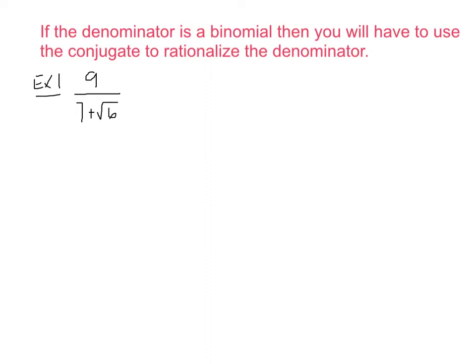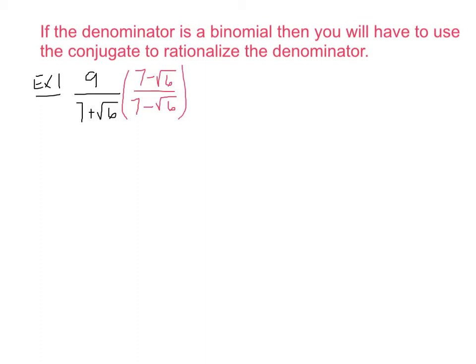For this problem, because you cannot have a radical in the denominator, and the denominator is a binomial, you're going to have to multiply the top and the bottom by the conjugate. The conjugate is exactly like the denominator, but with a different sign in between. So for 7 plus radical 6, the conjugate would be 7 minus radical 6. You'll be multiplying the top and the bottom by that.